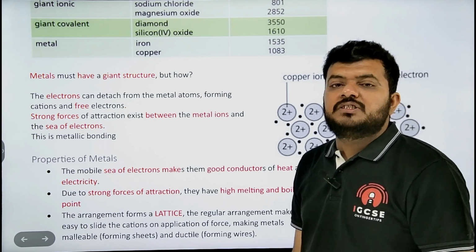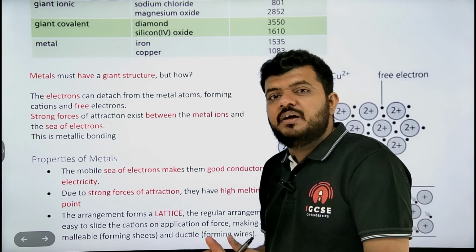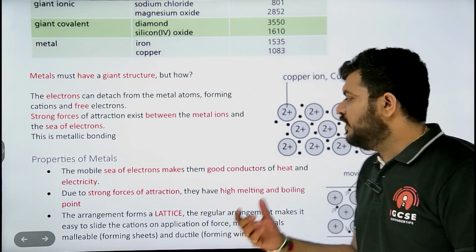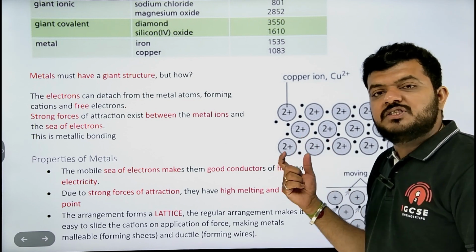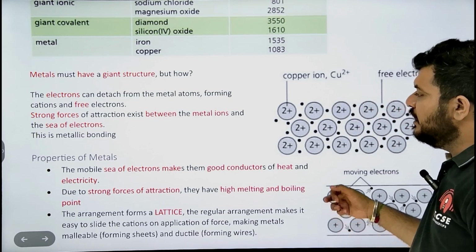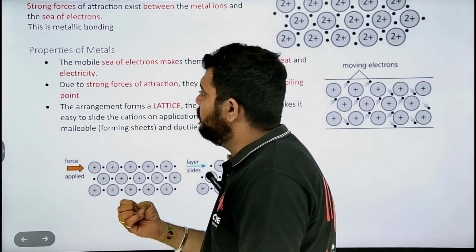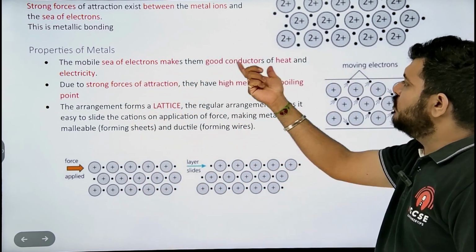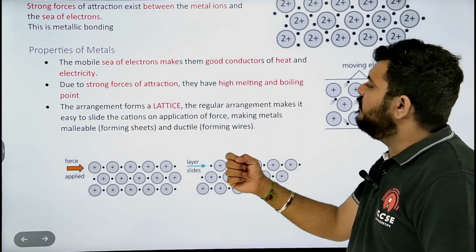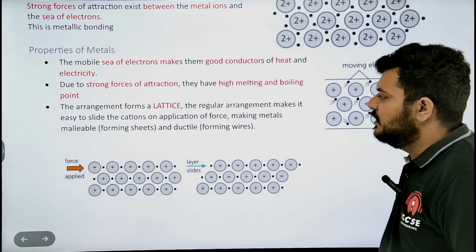These free electrons make them a very good conductor of heat and electricity, right? These free mobile electrons, the sea of electrons, help them become very good conductors of heat and electricity. So the properties of metals become very obvious: the sea of electrons makes them good conductors of heat and electricity. Strong forces of attraction make them have high melting and boiling points, and the arrangement is forming a lattice, right?